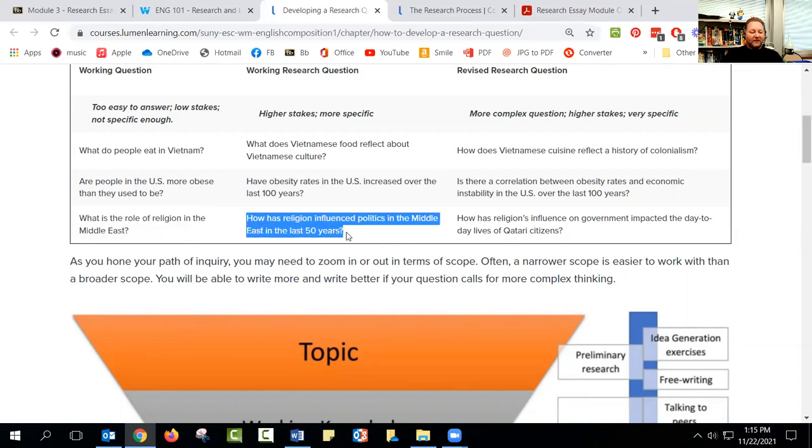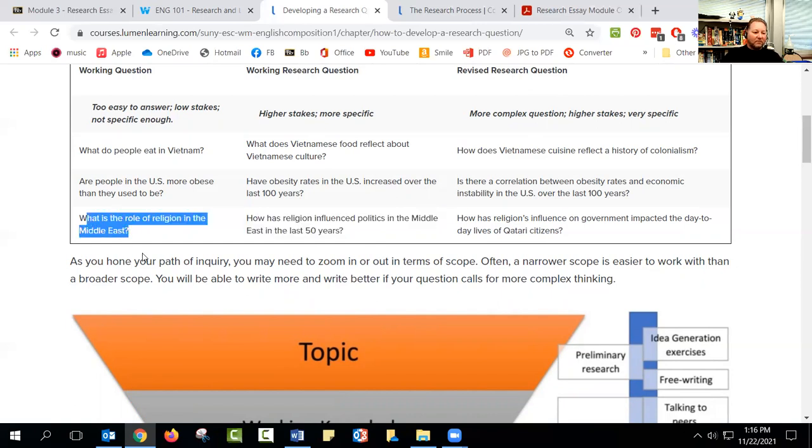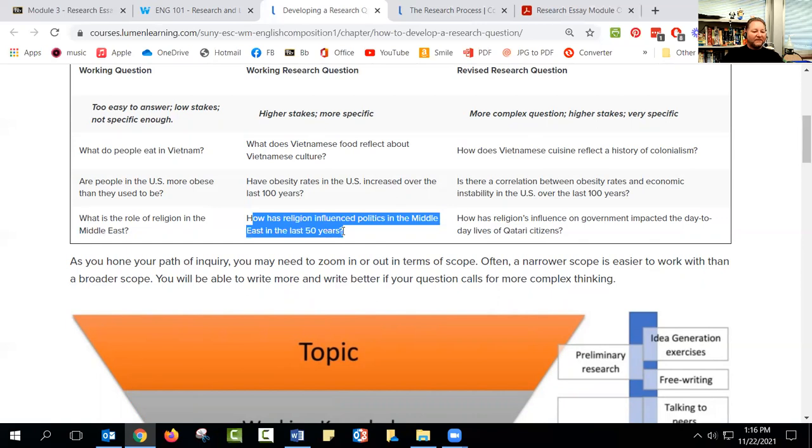Let's narrow it down a little bit though. How has religion influenced politics in the Middle East in the last 50 years? Okay, this is much better. 50 years, religious influence on politics, right? Much more specific, a lot better. Still a book, right? This one was 7 books. This one is just 1 book, all right?